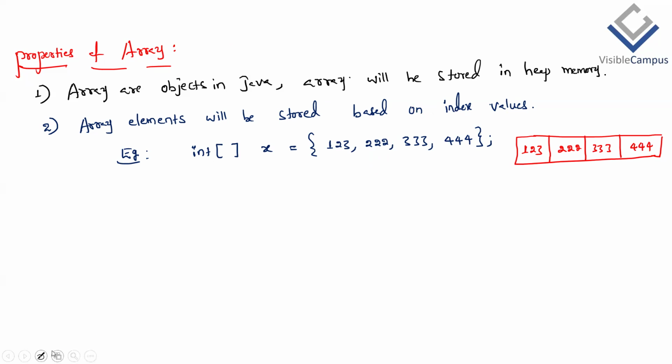By default, in any programming language, if the index concept comes, the starting index value will be 0 always. Then the next subsequent indexes will be in increasing order by 1 only. That's why 0, 1, 2, 3. So this is the indexing. That's what I'm talking about.